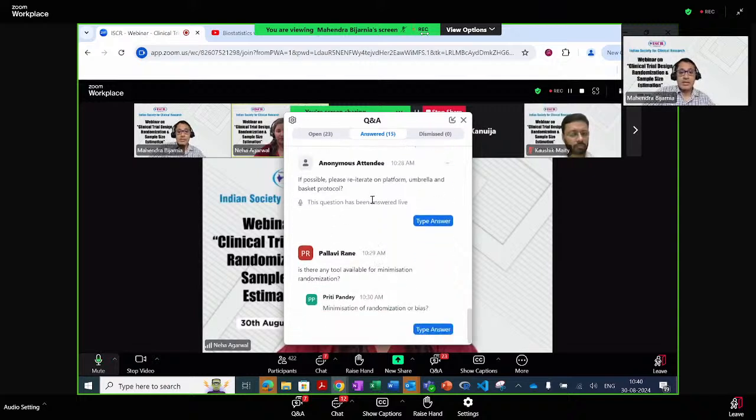Then this basket trial, umbrella, it's a very big topic, but I think it's good. We can use some references, and if you can add, so people can read when they get some time.